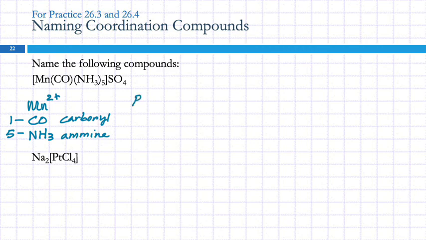5, so penta, amine. There's only one of the carbonyls, and so we're not going to use a mono. Carbonyl. And then that's manganese, 2, and then the name of the counter ion, sulfate. Pentaamine carbonyl manganese 2 sulfate. Nice. Any questions about that one?